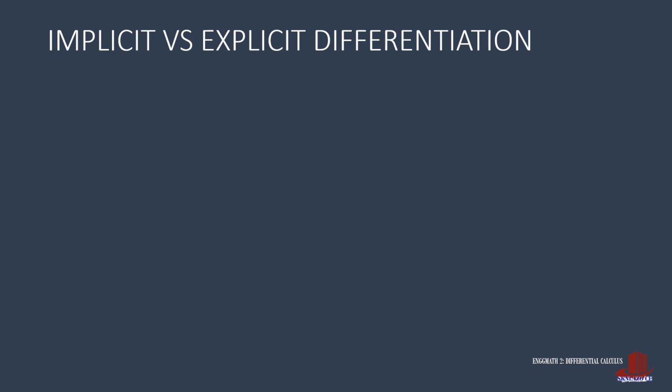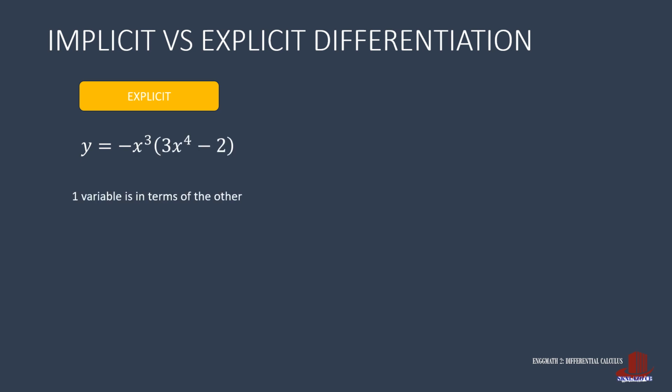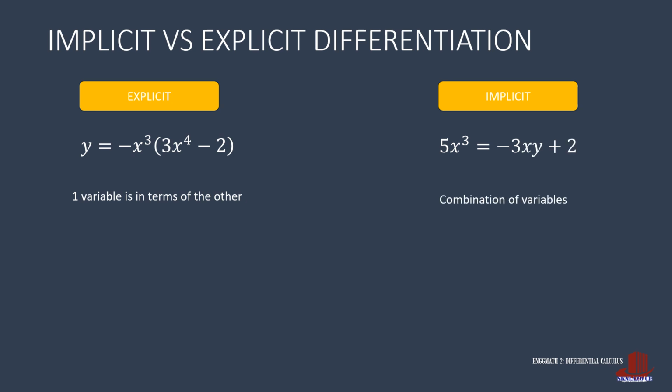Functions can be written in different variations. One type is explicit, which means a function y is defined in terms of x, like y is equal to negative x cubed multiplied by the binomial 3x raised to 4 minus 2. The second type is implicit, where it is the total opposite of the first. Both sides of the equation contain combinations of variables.